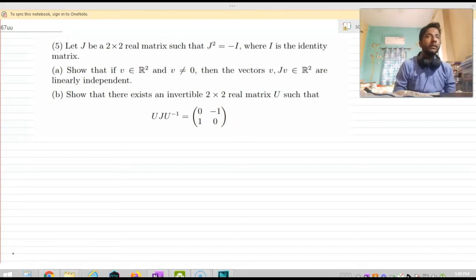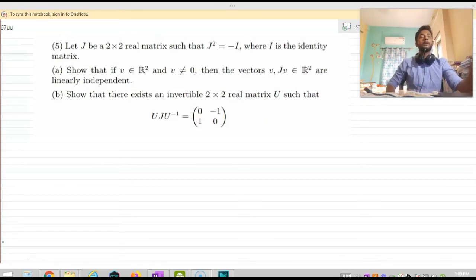Now let us discuss question number 5. It was from linear algebra. The question says: let J be a 2 cross 2 matrix with J square equal to minus I, where I is the identity matrix. Show that if V belongs to R2 with V not equal to 0, then the vectors V and JV in R2 are linearly independent. Okay, we have to show that V and JV are linearly independent.